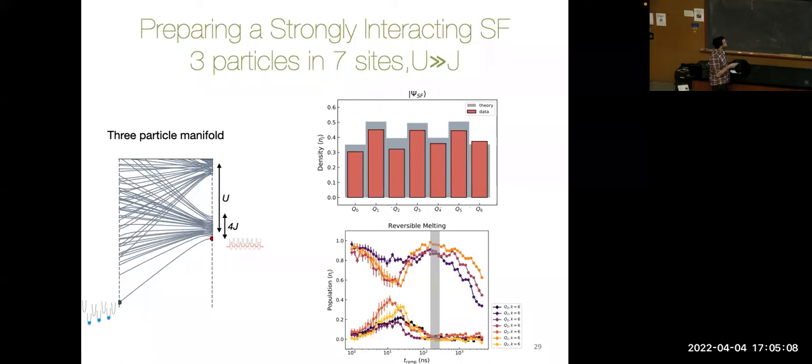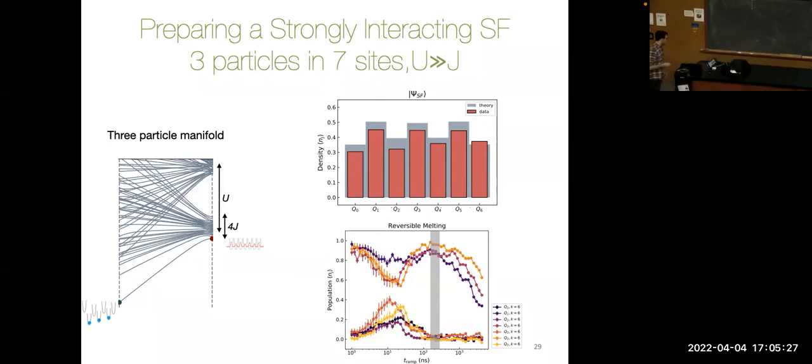You do see that at the slowest ramp speed, things go back down. Does anyone have guesses as to why? Yeah, but at these very long times, the particles are just lost due to the fact that there's damping in the resonator.